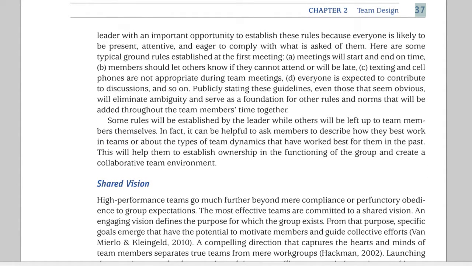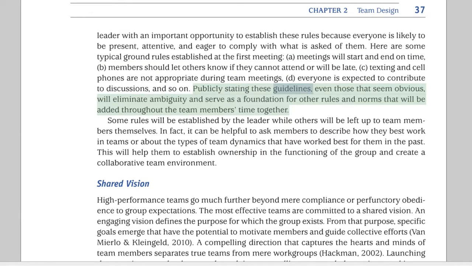leader with an important opportunity to establish these rules because everyone is likely to be present, attentive, and eager to comply with what is asked of them. Here are some typical ground rules established at the first meeting. A. Meetings will start and end on time. B. Members should let others know if they cannot attend or will be late. C. Texting and cell phones are not appropriate during team meetings. D. Everyone is expected to contribute to discussions, and so on.